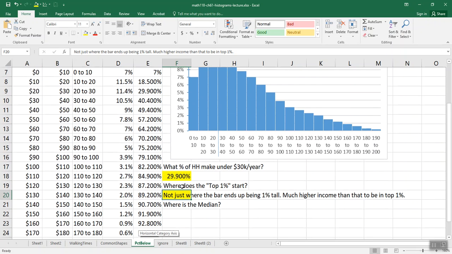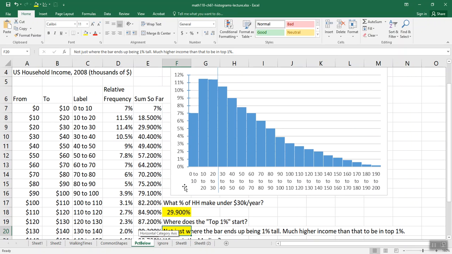Then we can also ask, where is the median? What income number has half of the population below it and half above? For that, I need to look at the sum so far. This is telling us that at $50,000 a year, 49.4% of the population is below that, which is almost 50. If we get up to a top of $60,000 a year, that's 57%, which is more than 50. So the median is going to be between 50 and 60. And we can't really say with much more precision than that, just based on these numbers.